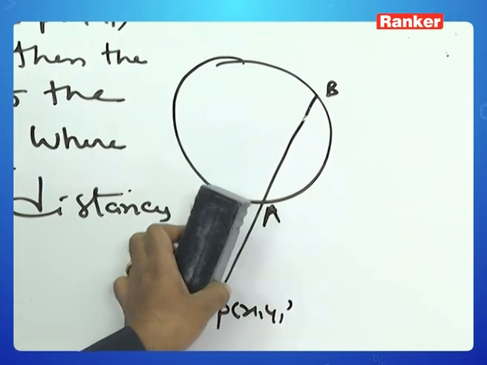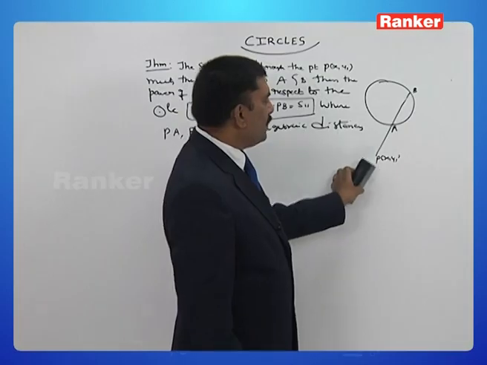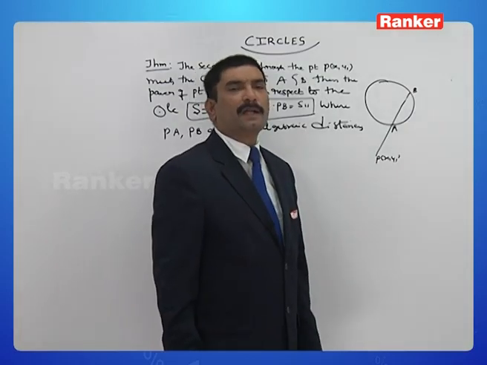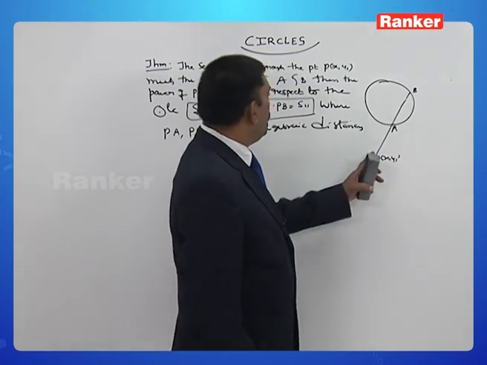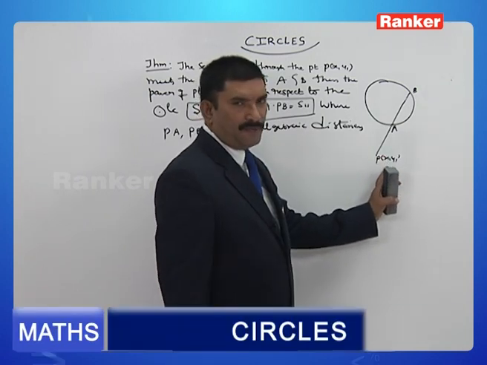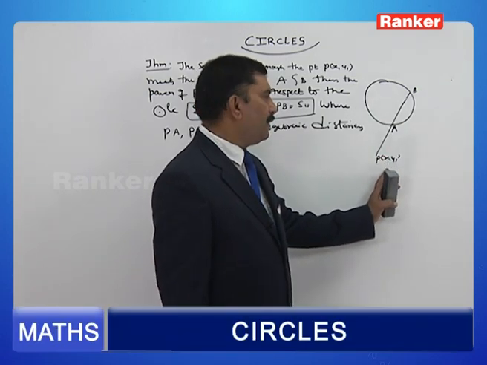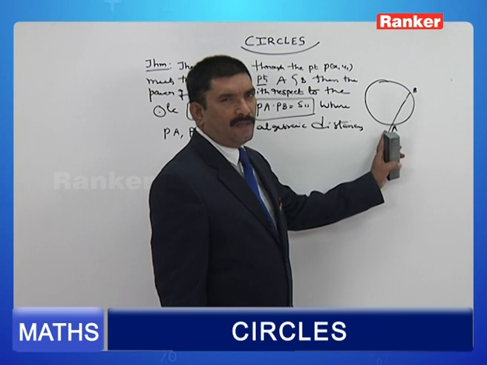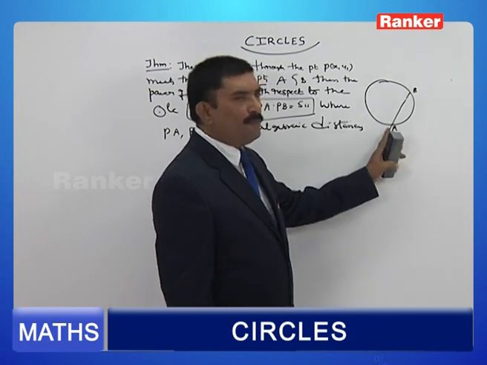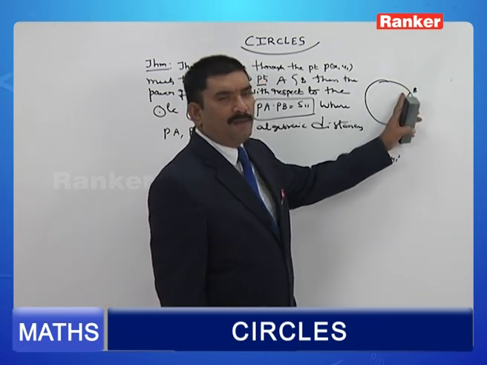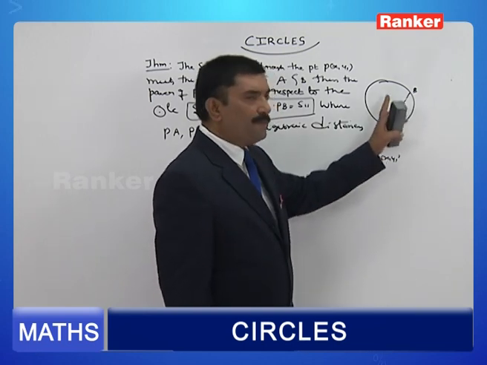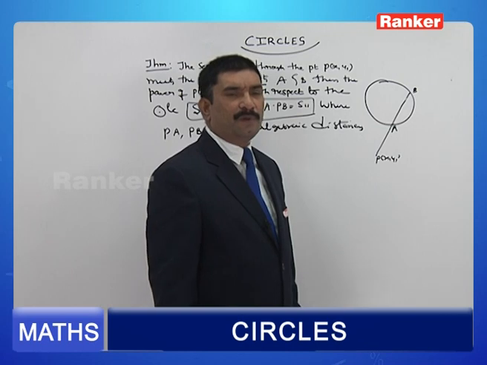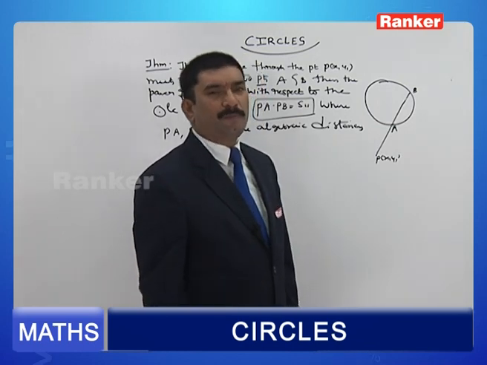If it is up to here, it's a chord equation. If it is outside, we call it as what? Secant line. The secant line from the point P of x1 comma y1 meets a circle in 2 points A and B, means P is outside. Then now PA into PB is equal to what? S11. What is S11? Power of a point.